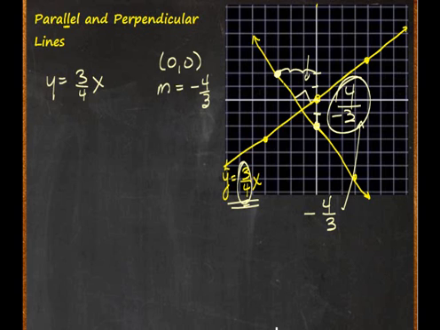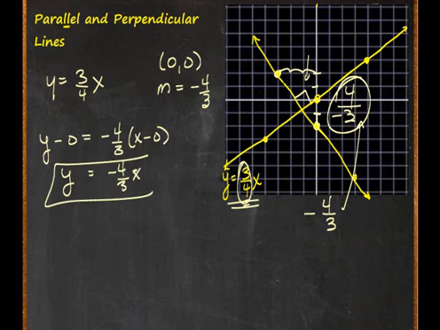Just pick any point. And so we say y minus y1 equals m times x minus x1. Well, obviously x minus nothing is x, so you just have negative 4/3 x. And y minus nothing is just y. So here is the equation of a line perpendicular to our given line. Notice that there are infinite perpendicular lines. You could create just infinite amounts of lines that all have the same slope of negative 4 over 3, and they would all be perpendicular to 3/4 x.